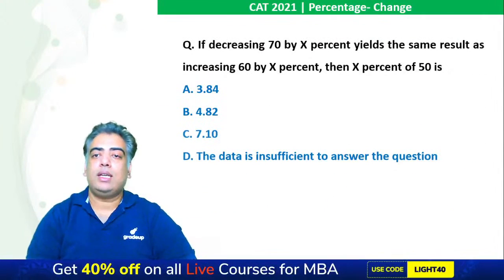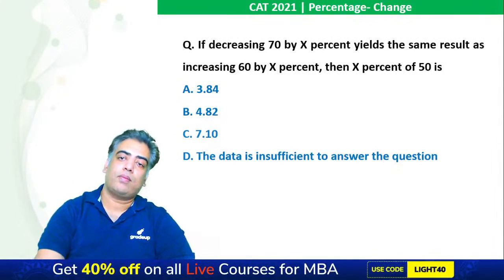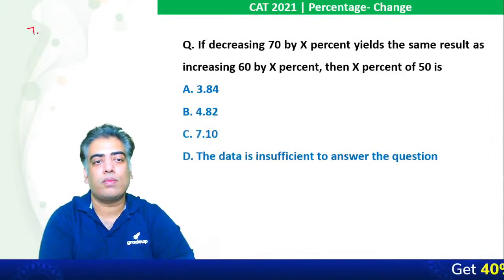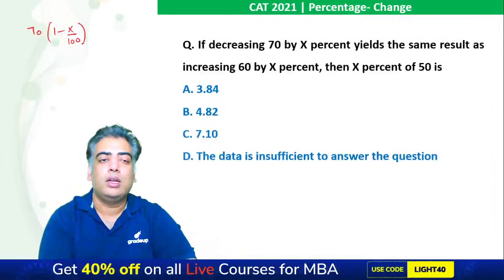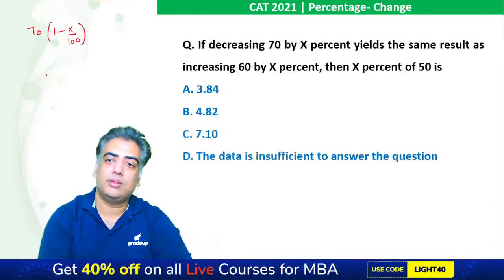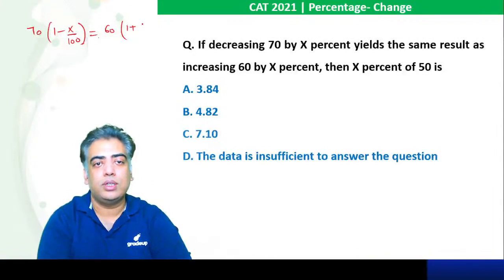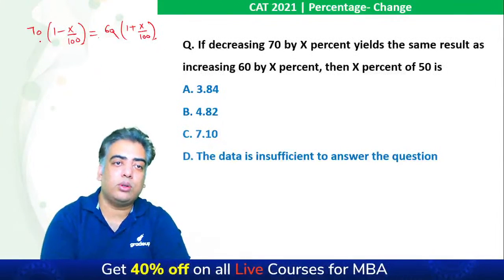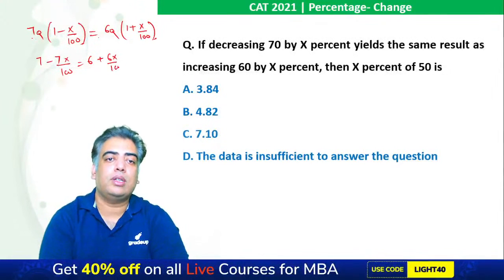If decreasing 70 by x% yields the same result as increasing 60 by x%, then x% of 50 is. In order to solve it, let's write down an equation. If we decrease 70 by x%, so the leftover value is 70 into 1 minus x upon 100. It yields the same result when you increase 60 by x%, which means into 1 plus x upon 100. So when we simplify, 0 and 0 got cancelled out. Let's open the bracket. 7 minus 7x upon 100 equal 6 plus 6x upon 100.